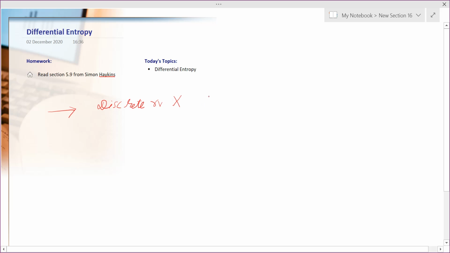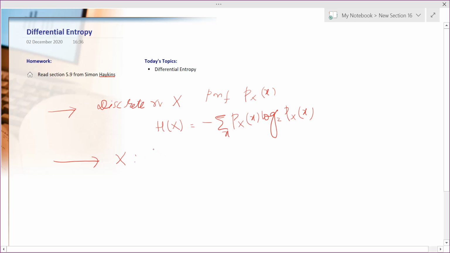x with some probability mass function px of x, and you define h of x as minus summation over all x px of x log to the base 2 px of x. Now if x, rather than being discrete, is a continuous valued random variable, how can we define entropy?